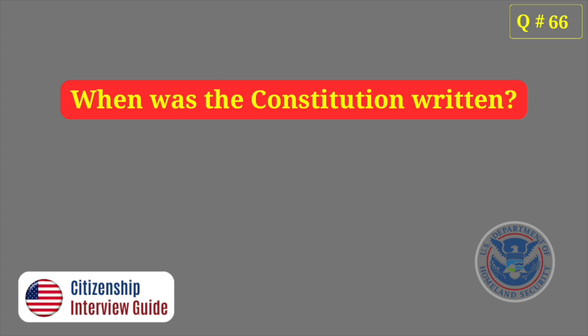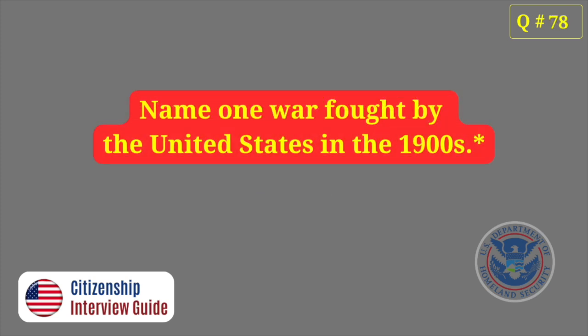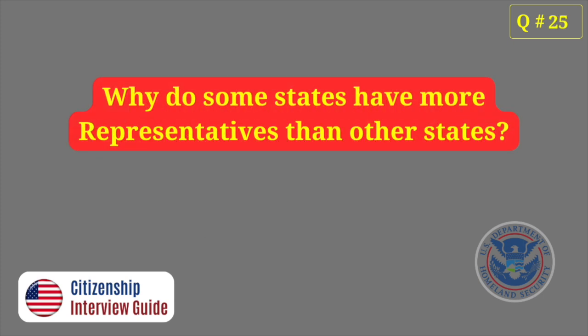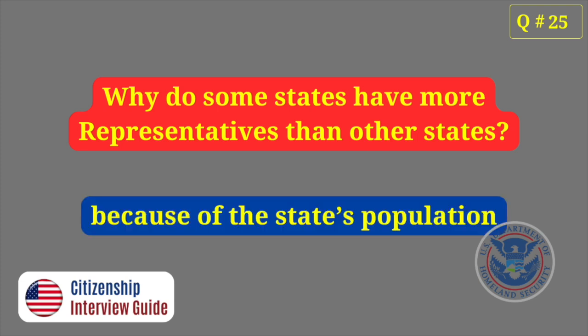When was the Constitution written? 1787. Name one war fought by the United States in the 1900s. World War I. Why do some states have more representatives than other states? Because of the state's population.